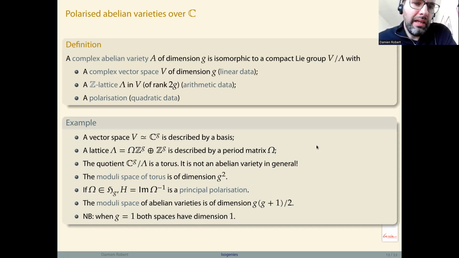More precisely, a lattice can be described by a period matrix Omega. And in general, this period matrix Omega only gives a torus. So Omega is described by g squared coordinates, so the moduli space of tori is of dimension g squared. But what happens is that if Omega is in the Siegel upper half plane, which means that the imaginary part of Omega is positive definite, then you can associate to it what is called a principal polarization. And so the lattice corresponds to an abelian variety. And so the moduli space of abelian varieties is only of dimension g(g+1)/2. And we see that when g equals 1, it's a particular case where these dimensions coincide, so every torus has a polarization.